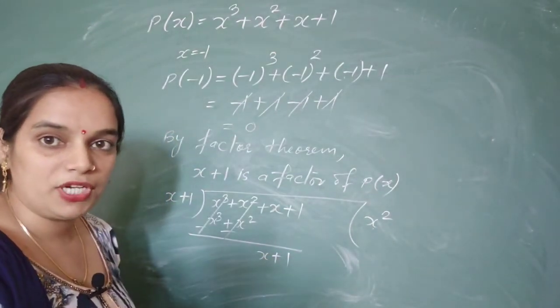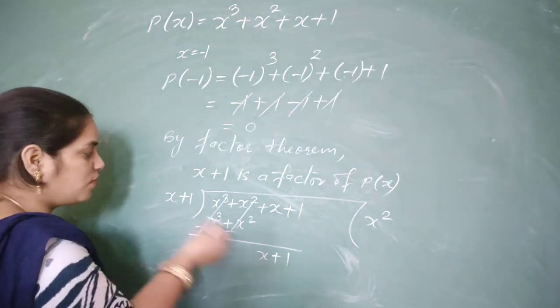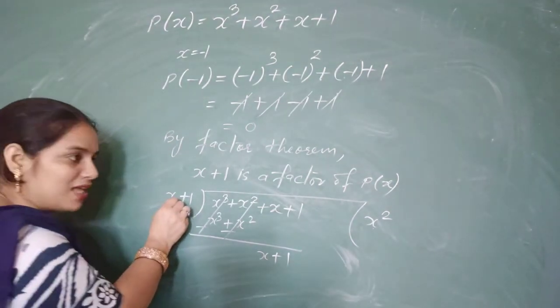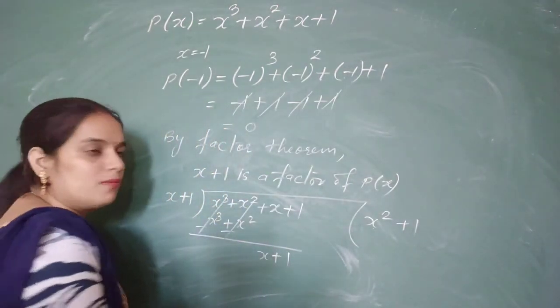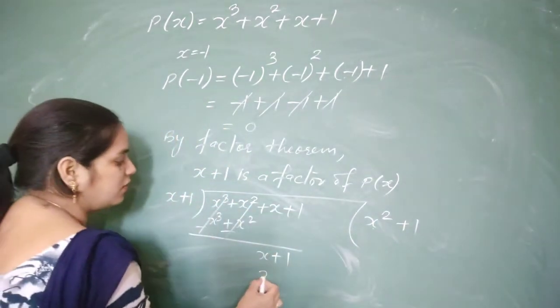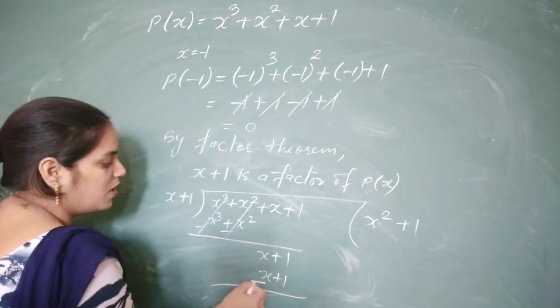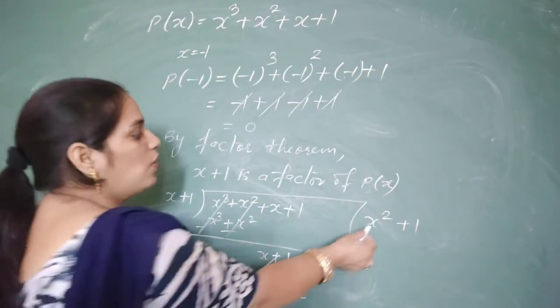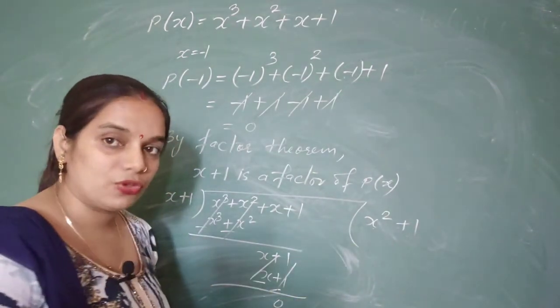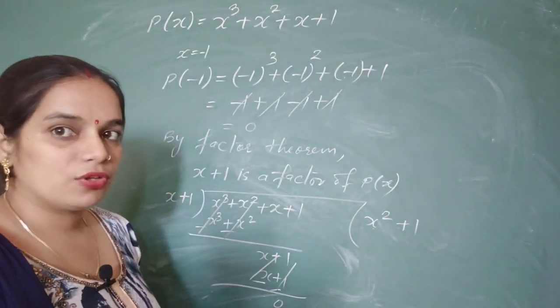Now we will again repeat our step. Divide the first term by the first term. x divided by x will be 1. So I will write here 1. Now multiply 1 by x plus 1. It again will be x plus 1. Now change the sign. The remainder becomes 0. So x square plus 1 is the quotient.